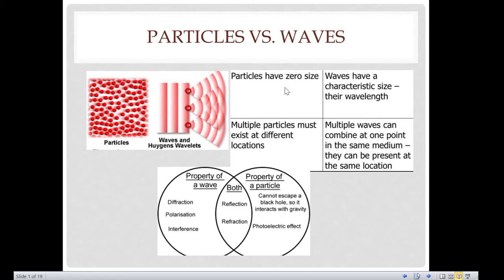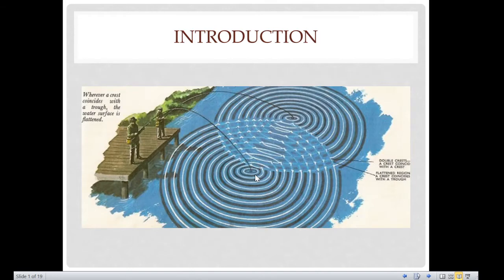Multiple particles must exist at different locations. However, multiple waves can combine at one point in the same medium, or they can be present at the same location. In this picture, it is very clear. And we already mentioned that the particle nature of light could explain the photoelectric effect, reflection and refraction, but the wave nature could explain the interference, polarization, diffraction, etc. properties. So our main focus is interference, which you can easily understand from this picture. This is a picture of ripples in water.